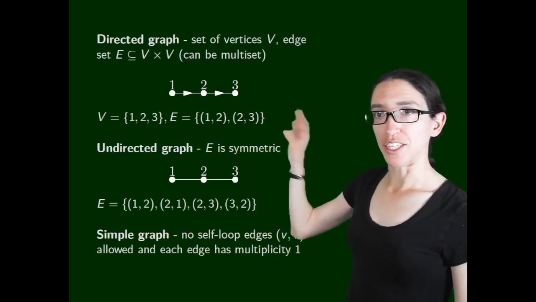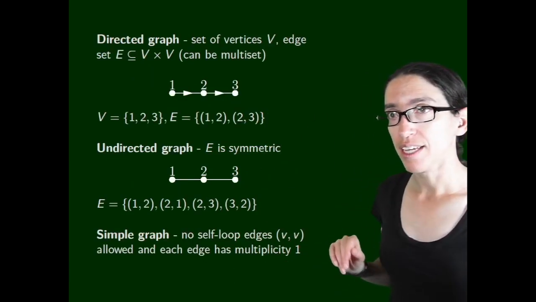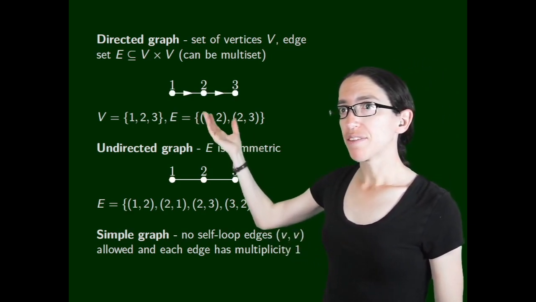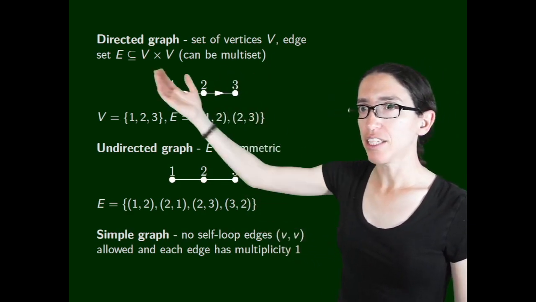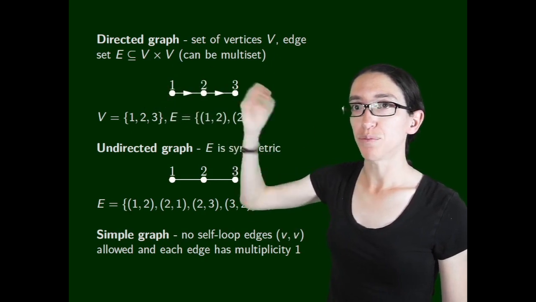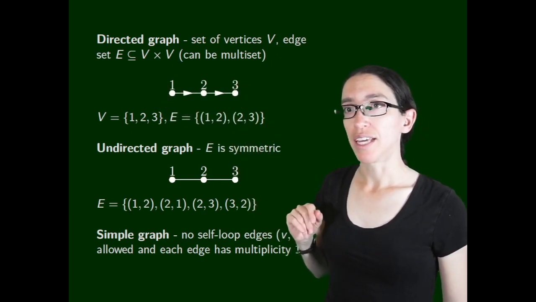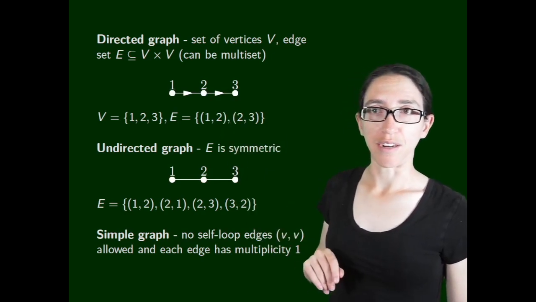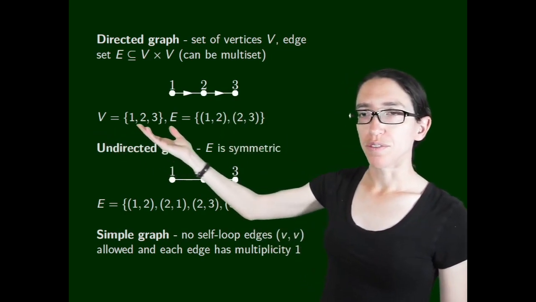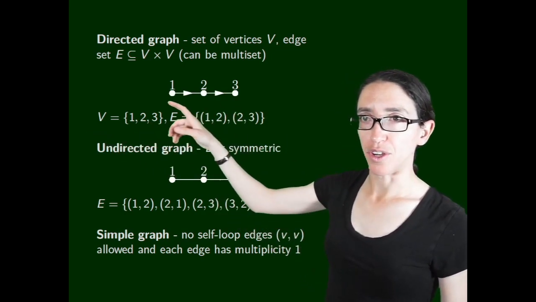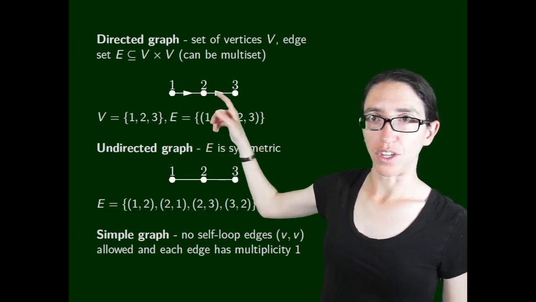Let's start with a directed graph because that's actually easiest to define set theoretically. A directed graph can be thought of as a set of vertices V and an edge set E that's a subset of the Cartesian product V cross V, which can actually be a multi-subset in general, but for a simple directed graph we can just think of it as a subset. So if the vertex set, say, is 1, 2, 3, we draw those as nodes 1, 2, and 3 as little dots on the page.